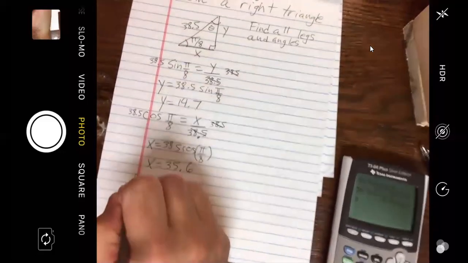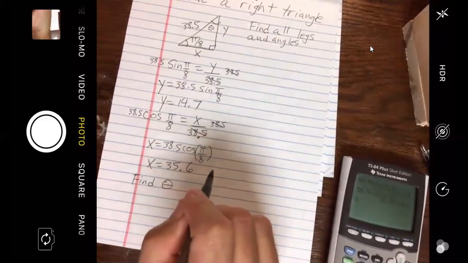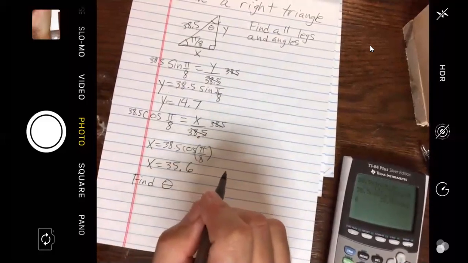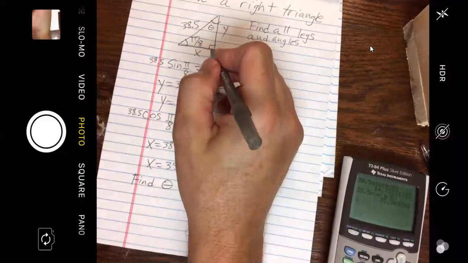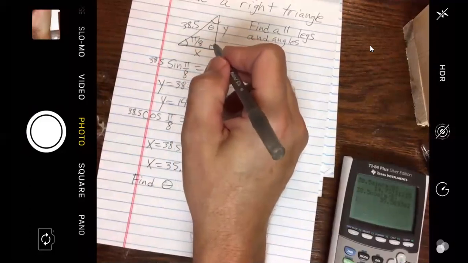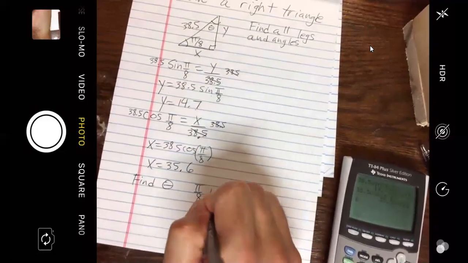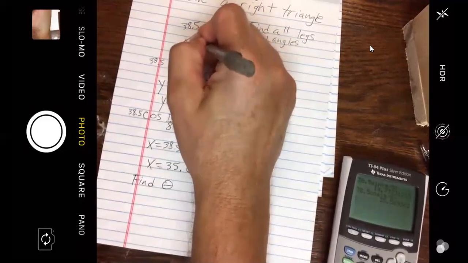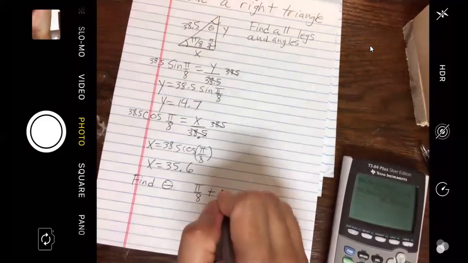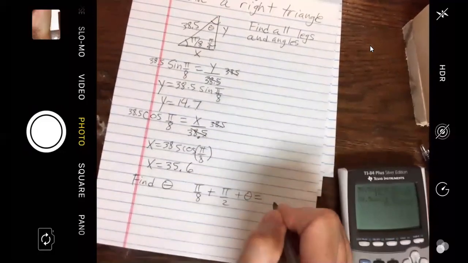We find the other angle, and there are several ways you can do that. Probably the easiest way is, remember all the angles add to 90 degrees? Could play it that way. In other words, pi over 8, and now I'm not going to use 90 degrees. I'm going to call that pi over 2 since this is in radians, plus pi over 2 plus your theta. Have to add to 180 degrees, and that's pi.